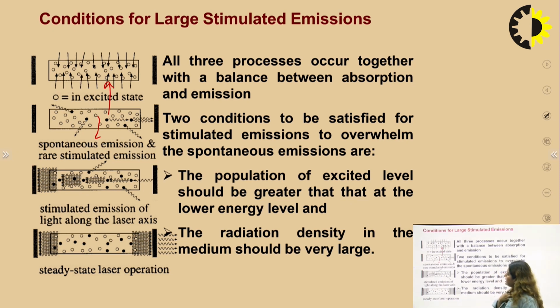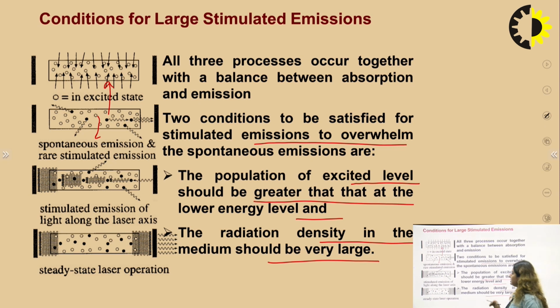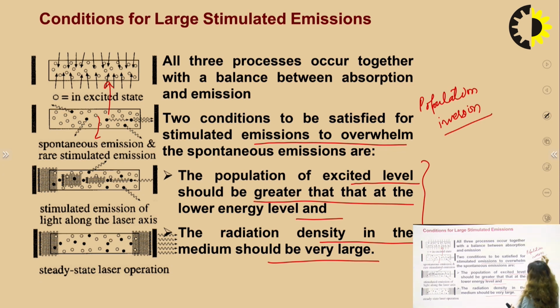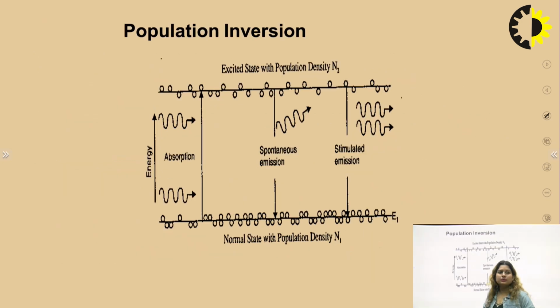In this case, two conditions must be satisfied for stimulated emission to overcome spontaneous emission. The first required condition is the population: the population of the excited level should be greater than that at the lower energy level, and the radiation density in the medium should be very large. This is the main requirement for lasing action to occur. There is a term called population inversion. We will see in a later slide how population inversion works and how it is useful for stimulated emission.